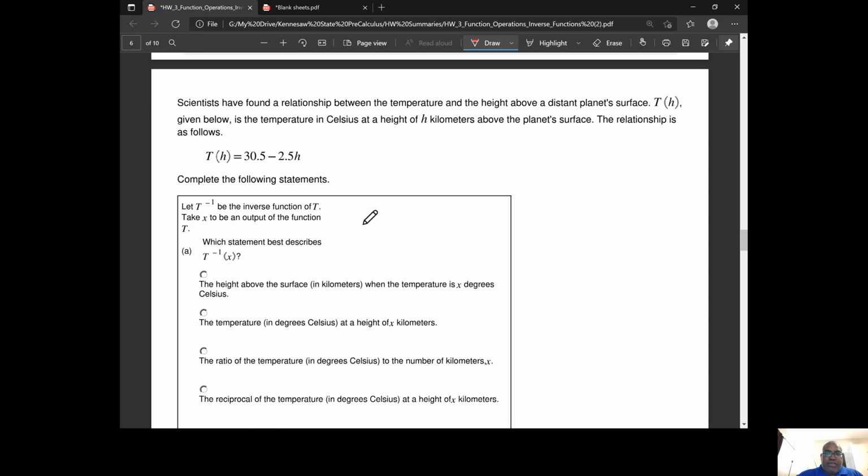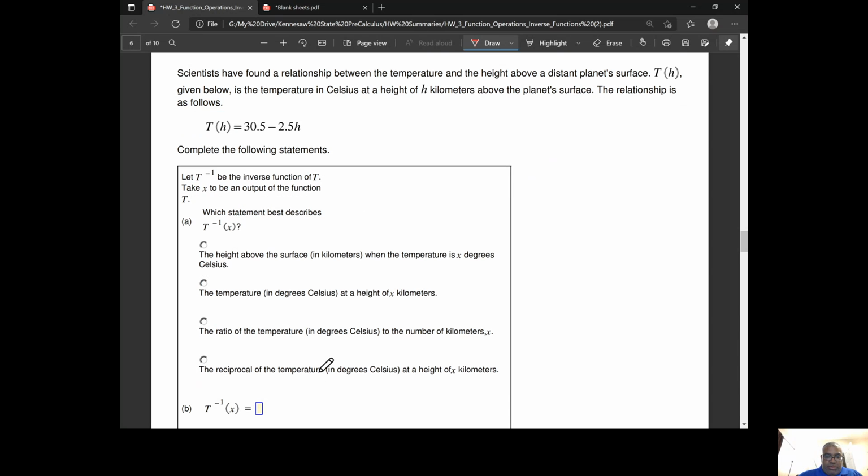So if T of H is the temperature at height H, then the inverse would be the height H where the temperature is x. So T of H is the temperature at the height. The inverse would be the height at the given temperature. Okay, that would be the first one.